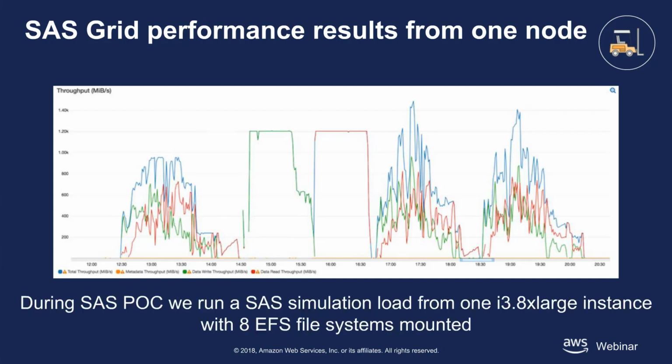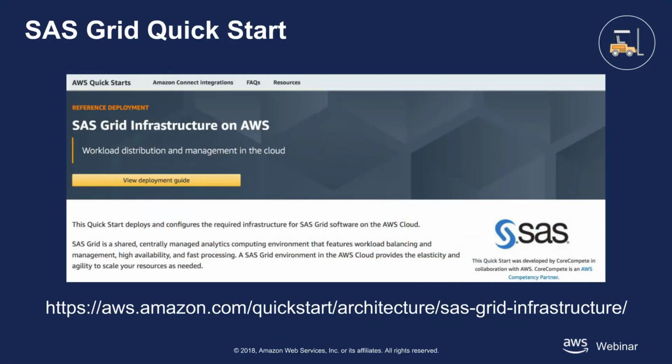Now, we do recommend you start with our Quick Start. So look at this link and access it to learn more information about the Quick Start. Here you can review the deployment guide. You can get access to the Quick Start CloudFormation templates that create the environment. You can run this in an existing VPC or in a new VPC, and very quickly you can get up and running with this SAS Grid in your account in the region that you select.